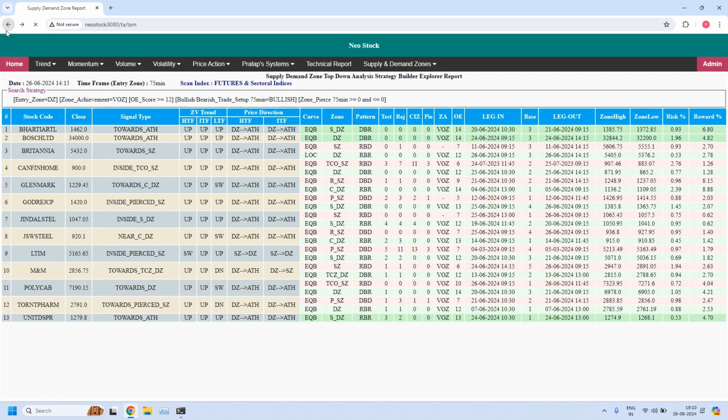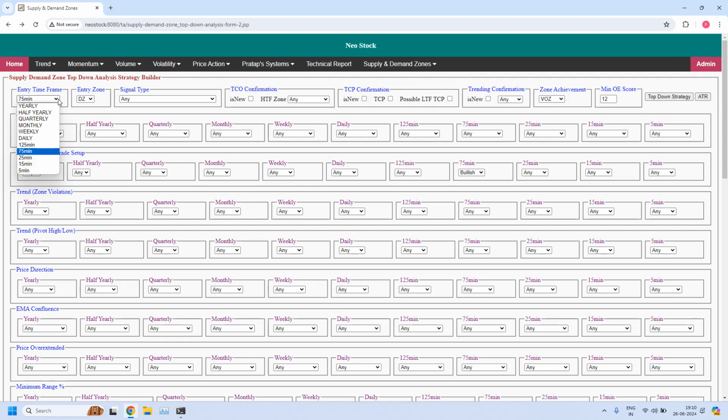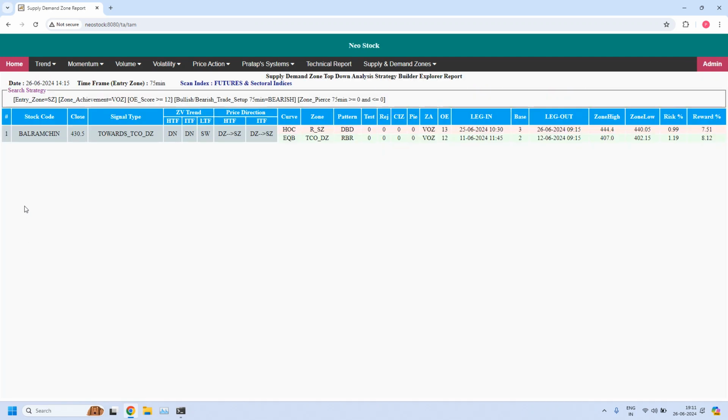Now let us generate bearish trade setup for weekly income trade. So entry time frame 75, but entry zone is supply zone. And also in bullish or bearish trade setup, 75 minutes time frame, I am changing the value to bearish. And all the 3 filters are applied. Now only one stock is filtered, which is currently supporting bearish trade setup for weekly income trade.